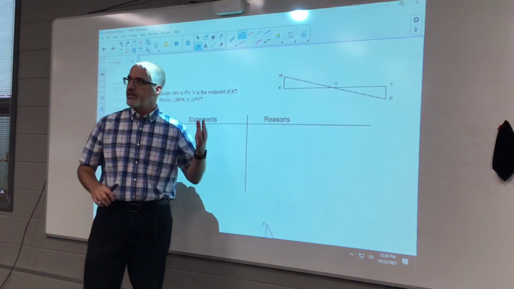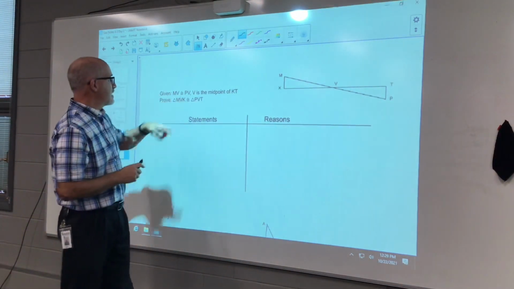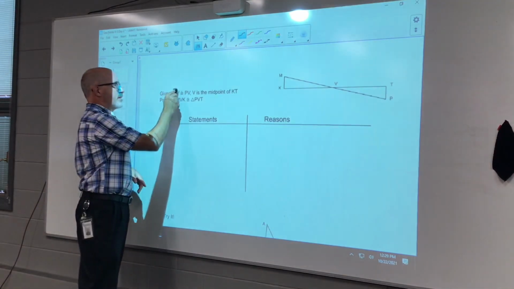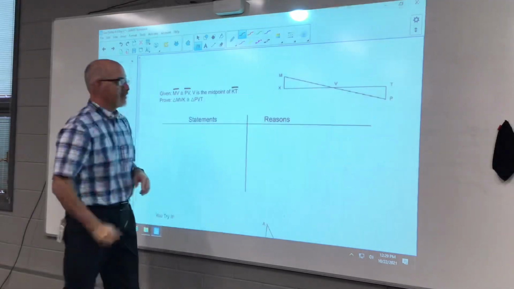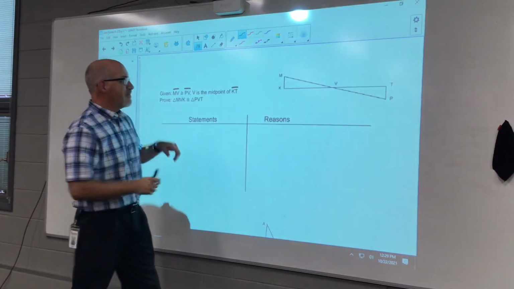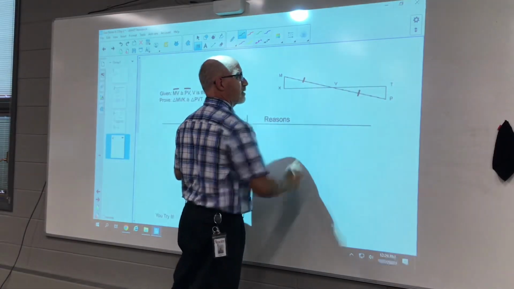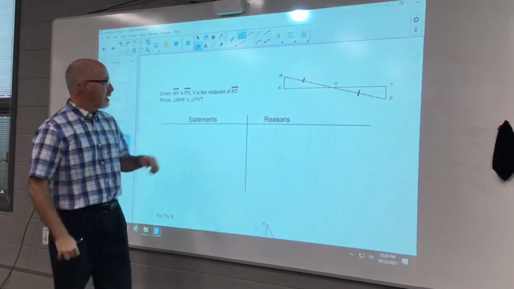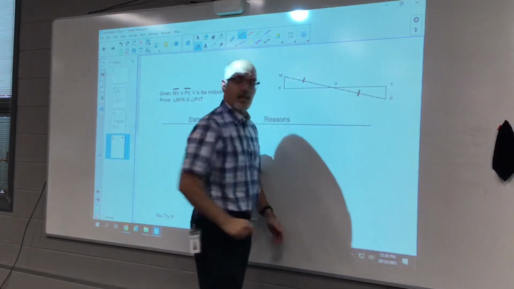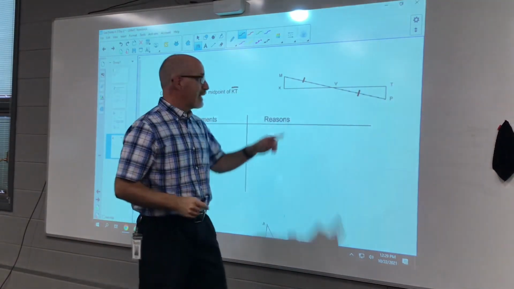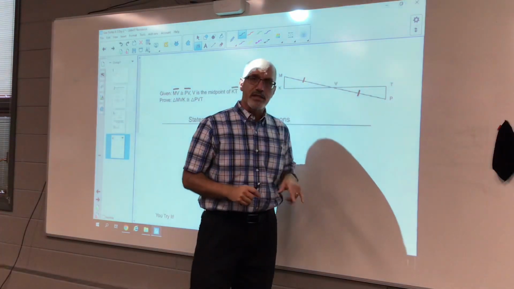Let's take a look at these two triangles and prove these triangles congruent. Now notice, if you could just put a segment marking over the top here and a segment marking over the top of this one, it says that MV is congruent to PV. Okay, so those two are congruent. It also says V is the midpoint of KT. Now what do we know about a midpoint? It splits that segment into two congruent segments.